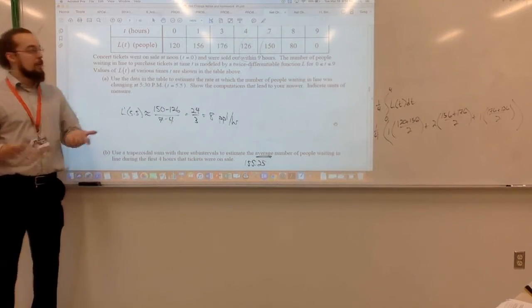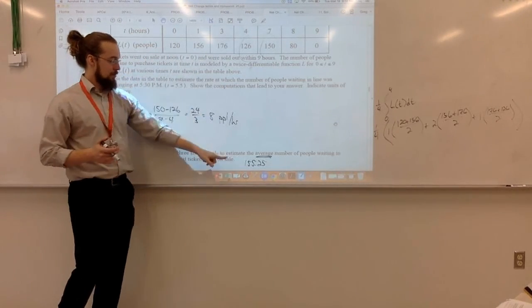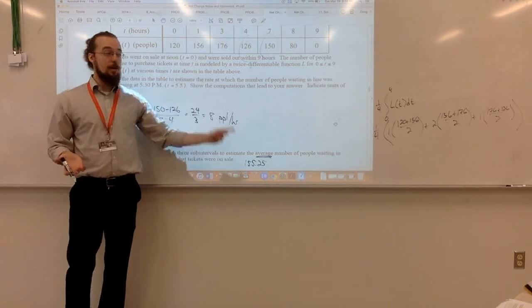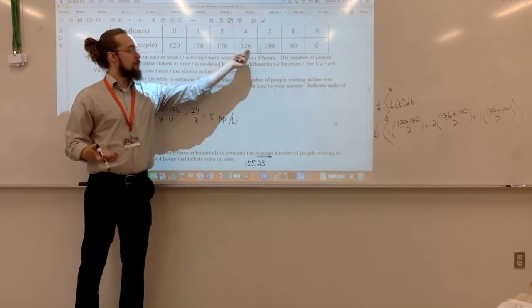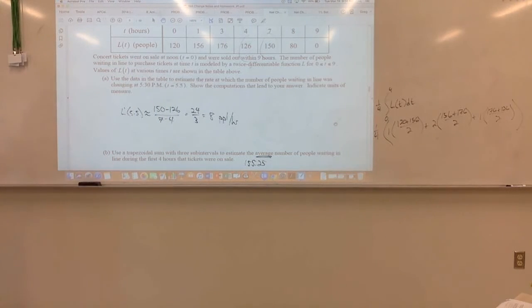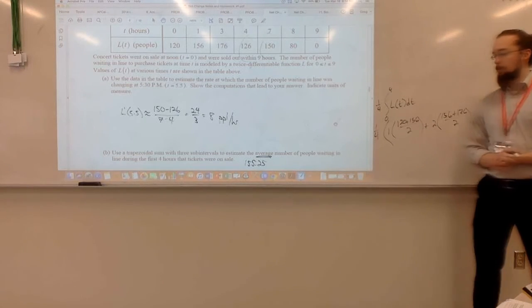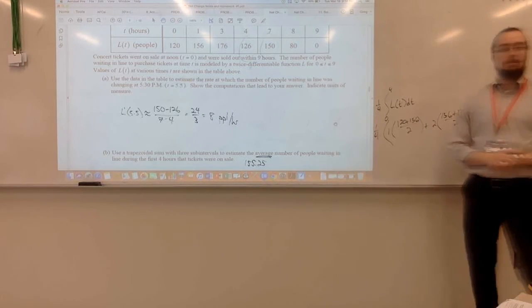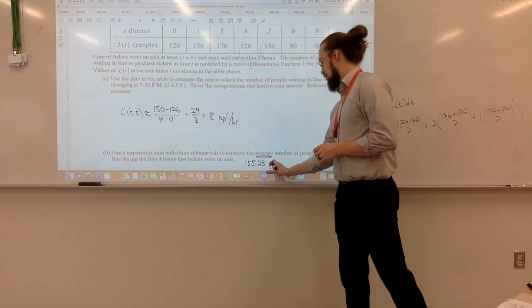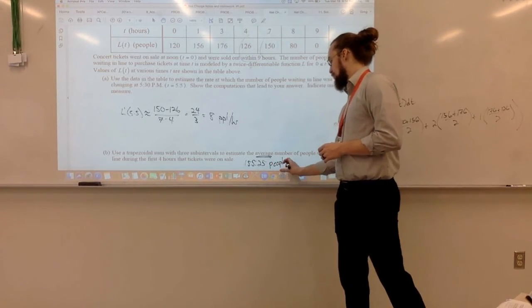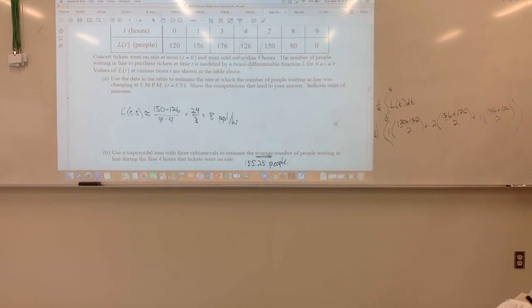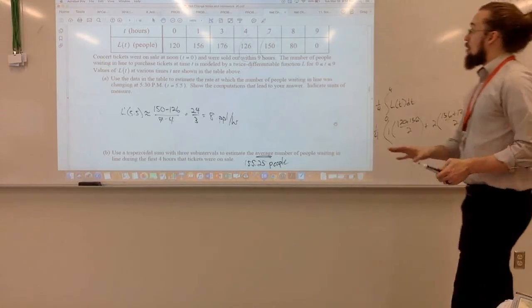And if we think about the values in the table, that should make sense, right? If we think about what an average of these values would be, 155.25 would make sense as being in between those values. So what would my label be on this? 155.25 what? People, right? Average number of people. This is not a rate. This is just the average number of people waiting in line. Okay. You okay with that one?